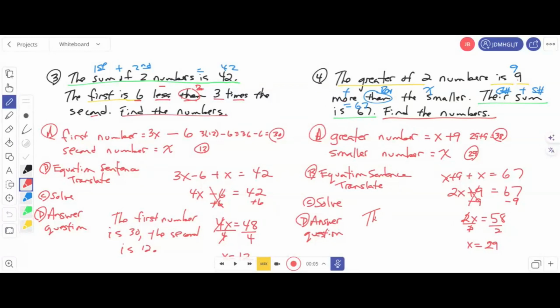The greater number is 38. The smaller is 29.